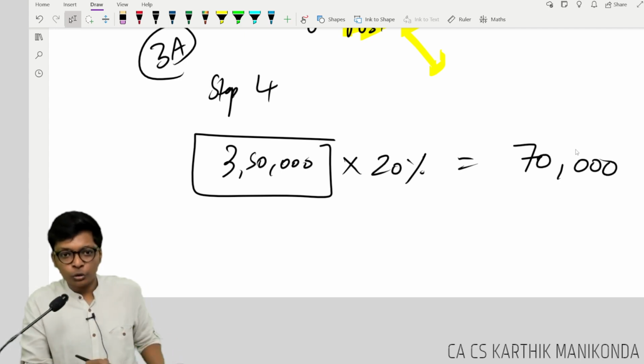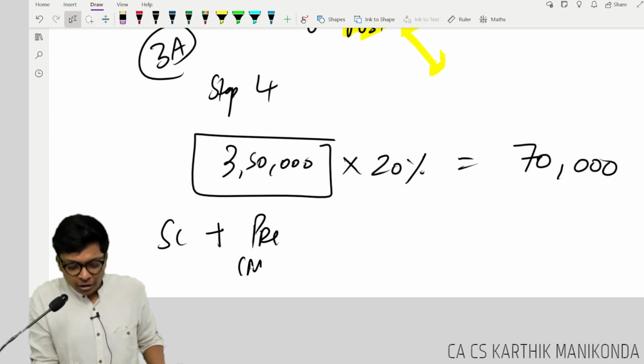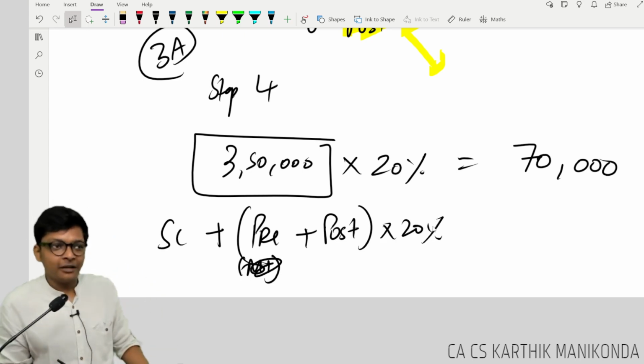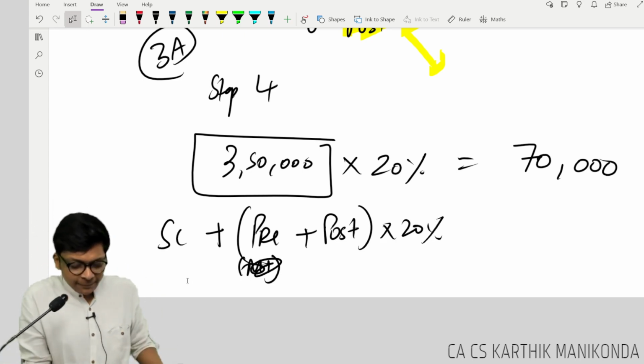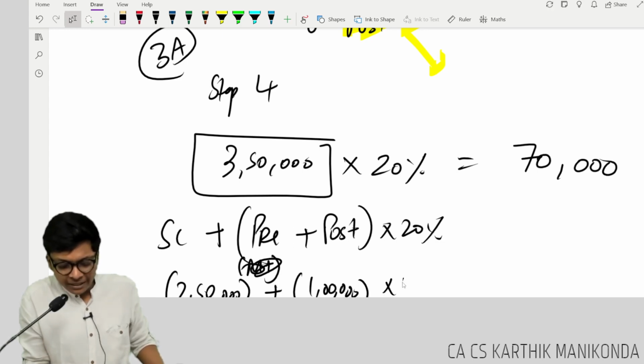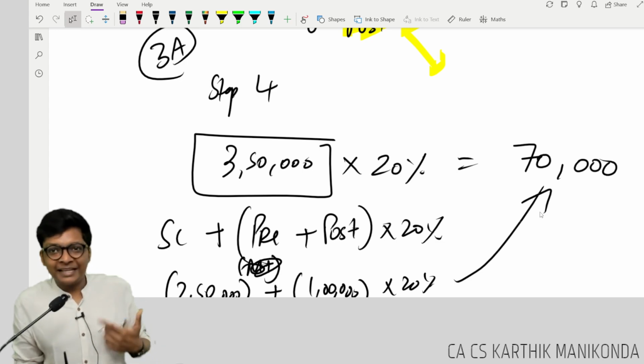Or I also told you share capital plus pre of minority share, basically pre plus post into minority share. This also I gave as an equation. So here share capital was how much guys? 2,50,000 plus the pre, which is 1,00,000, into 20%. How much? Same answer. Are you following? Now are you getting the step logic guys?